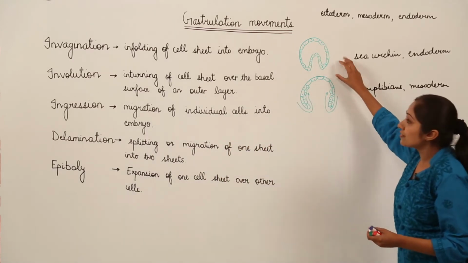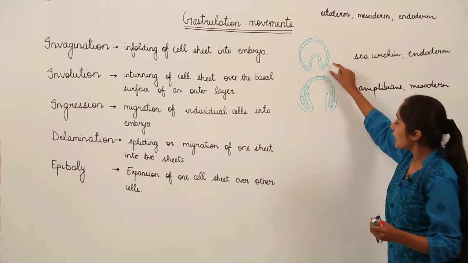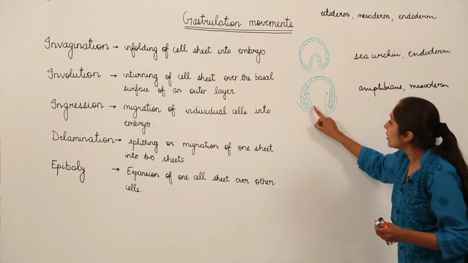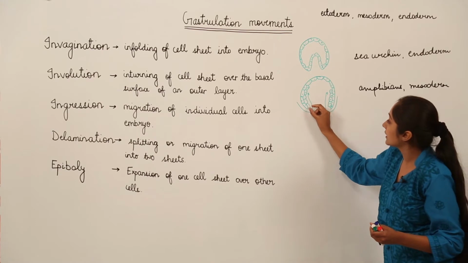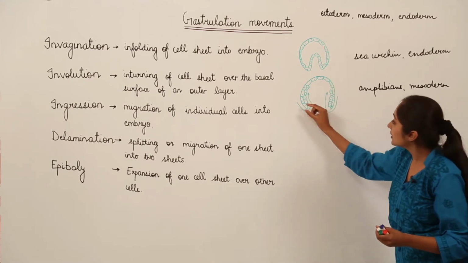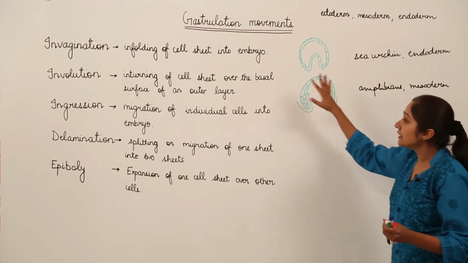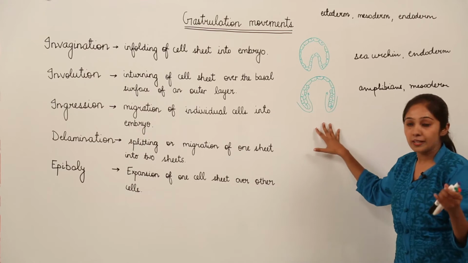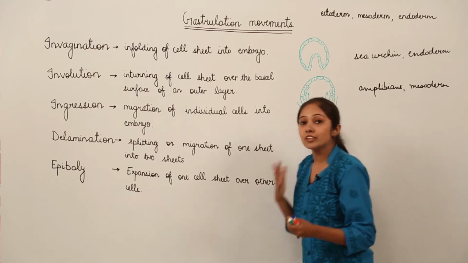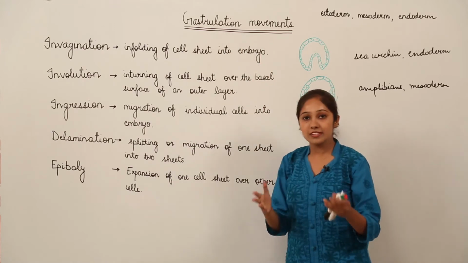In invagination, we have drawn that the cells are infolding, right? But in this, there is an overlapping of this cell over this basal cell sheet. Okay, so this is sort of overlapping, that is involution. So these are the type of movements which you see, and remember that in different organisms you can see different types of gastrulation movements at different stages.